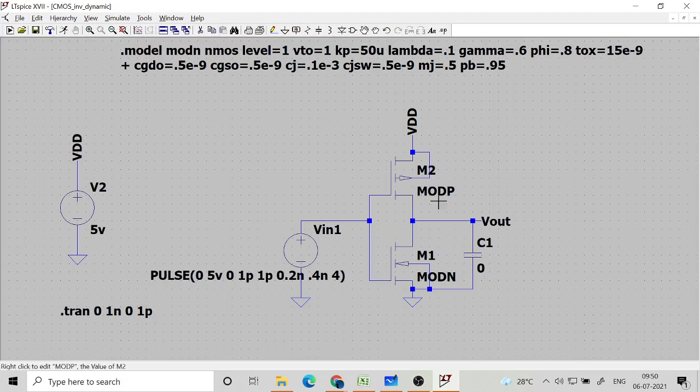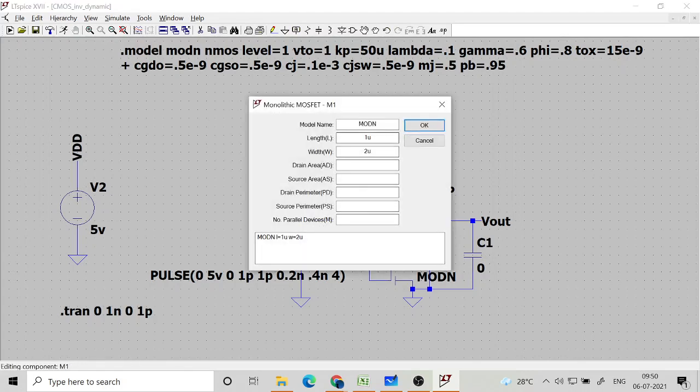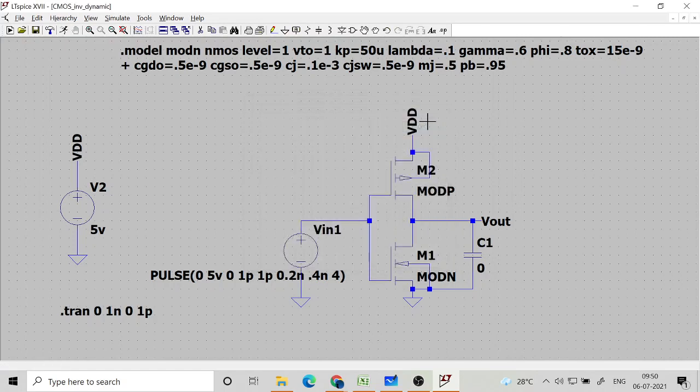And for NMOS also I am giving the same, 1 micro, 2 micro. Now I am giving a pulse waveform, 0 to 5 volt. The transition will happen with 0 delay, and rise time and fall time I keep very small, 1 picosecond, and then the on time is 0.2 nanosecond, and total period is 4 nanosecond, and then 4 cycles. Then transient analysis I am going to look at from 0 to 1 nanosecond. Okay, so let us see.